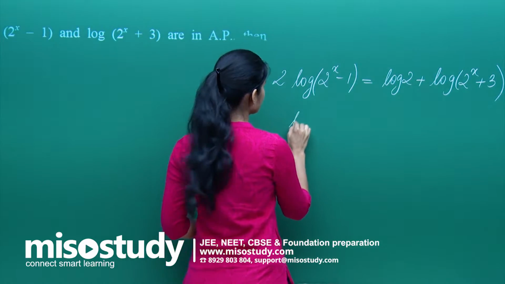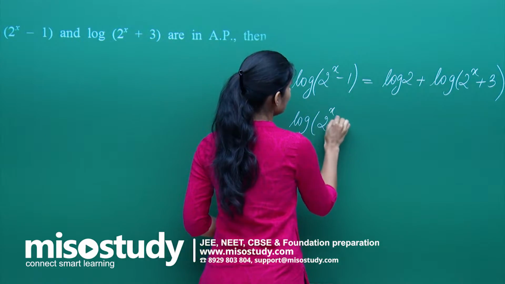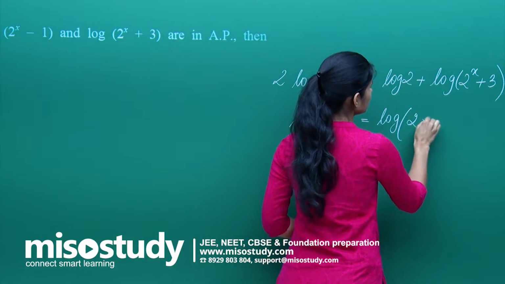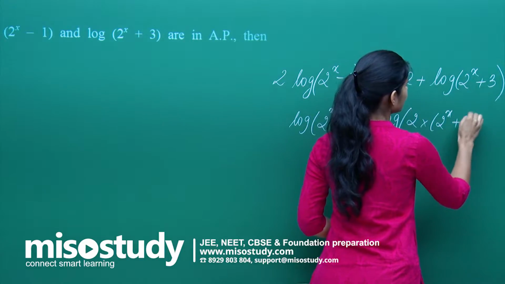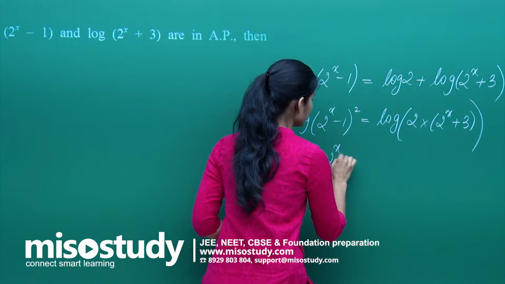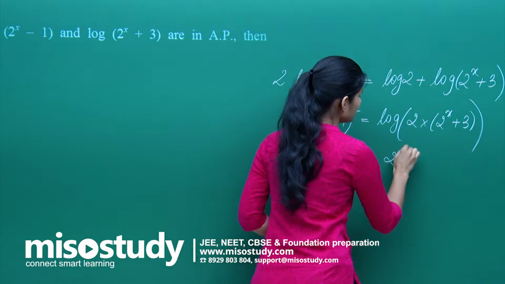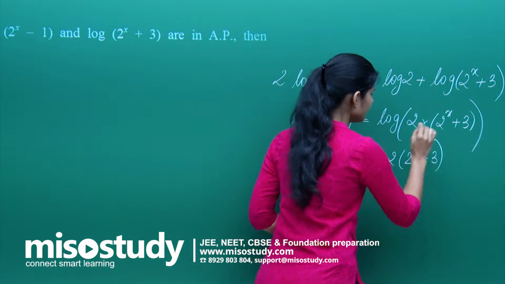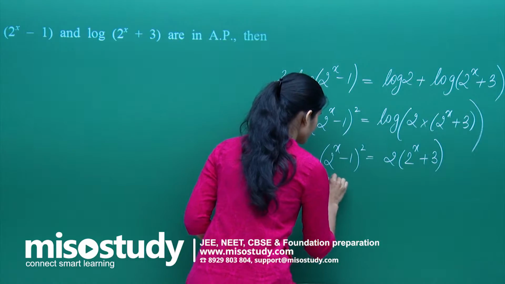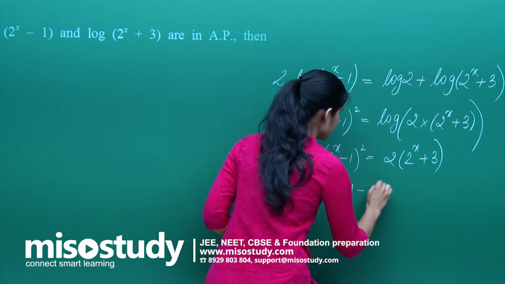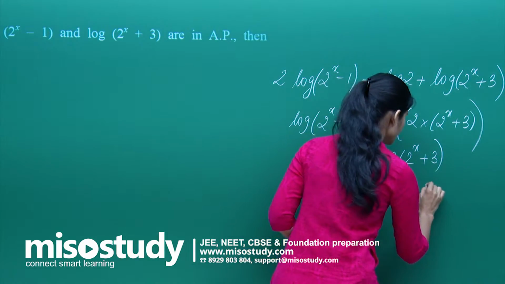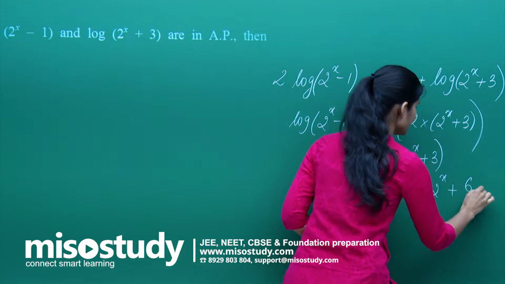Right, so from here you get log of 2 to the power x minus 1 whole square equals log of 2 into 2 to the power x plus 3. You know log to the base e is a 1 function, so this implies 2 to the power x minus 1 whole square equals 2 into 2 to the power x plus 3, which means 2 to the power x whole square, which is 2 to the power 2x, plus 1 minus 2 into 2 to the power x equals 2 into 2 to the power x plus 6.